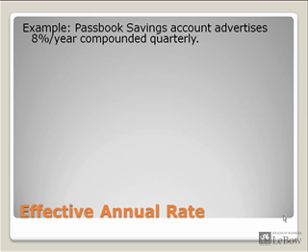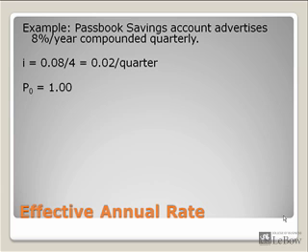Suppose we have a passbook savings account that advertises an 8% APR compounded quarterly. Okay, so our interest rate that we'll use in our time value of money calculations, or the I, is actually going to be the periodic rate. In this case, it's going to be 2% per quarter. We take our 8% APR and we divide it by 4, the number of compounding periods in this quarterly compounding scheme.